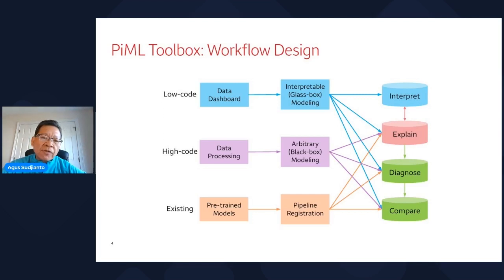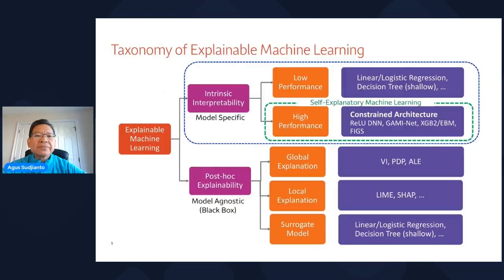If you want more flexibility, you can run it high code. It's a lot more coding, but you have a lot more flexibility, including if you want to use a black box model too. A black box model doesn't have interpretability, but you can still explain it using a post hoc explainability tool, and compare. And of course, in PiML, if somebody already has built a model, you can register the pre-trained model and go through all the diagnostic tools in PiML as well.